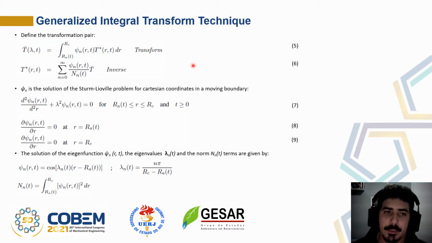The first step to start the generalized integral transform technique is to define the transformation pair, where this is the transform and this is the inverse. Psi is the solution of the Sturm-Liouville problem for Cartesian coordinates in a moving boundary, and the eigenfunction, eigenvalues, and the norm are given by these terms here.